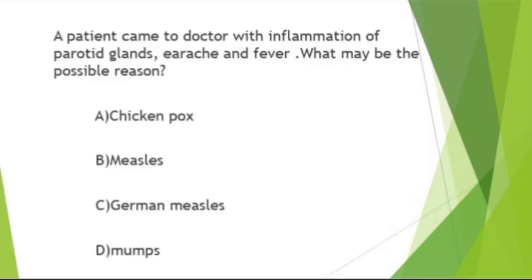A patient came to doctor with inflammation of parotid glands, earache and fever. What may be the possible reason? Option A, chickenpox. Option B, measles. Option C, German measles. Option D, mumps. Correct answer is option D, mumps. Mumps is the inflammation of parotid glands with earache and fever.